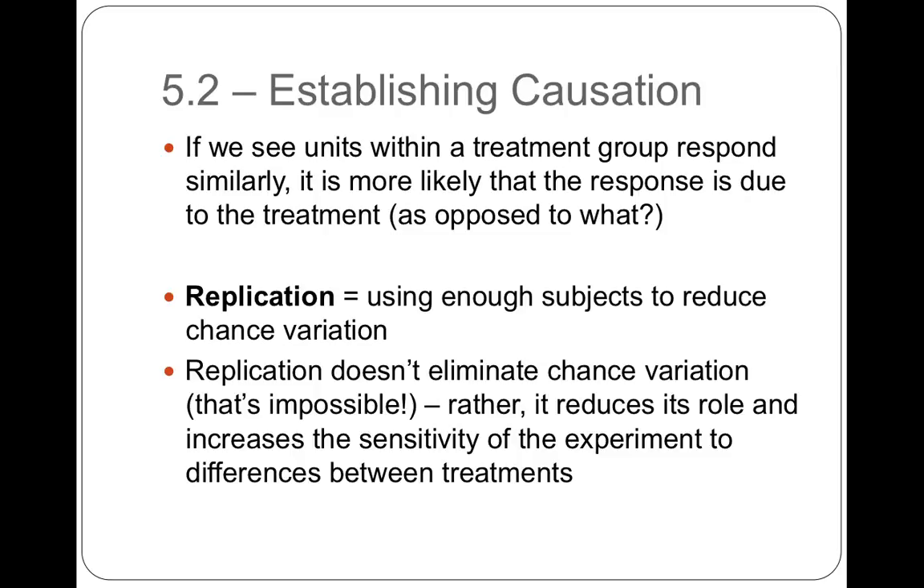So replication refers to using enough subjects to reduce the impact of that chance variation. It doesn't eliminate the variation, it just reduces the impact that it has. It reduces its role, and it increases the sensitivity of our experiment to differences between treatments. I want to be clear here. Replication doesn't mean doing the experiment over again. It does not. It means I have multiple experimental units in each treatment group.